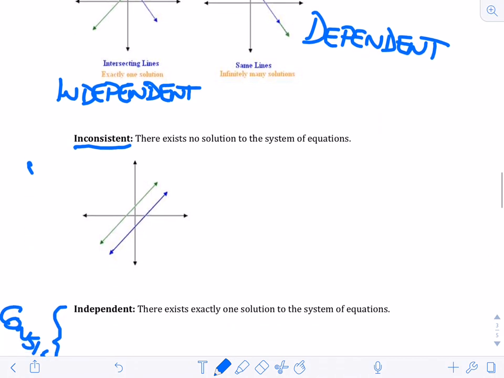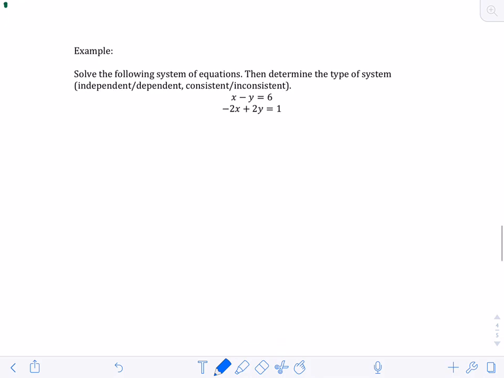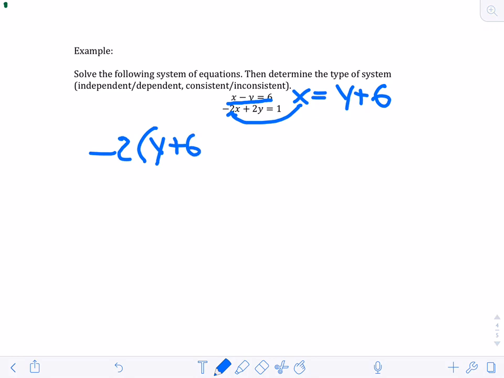So, let's take a look at some examples, so hopefully we can get a better understanding of what we're talking about here. Solve the following system of equations, and then determine the type of system. Well, this first equation here looks pretty simple to solve for x. We get x is equal to y plus 6, and now we plug it in to our second equation, which will give us negative 2 times (y plus 6) plus 2y is equal to 1.